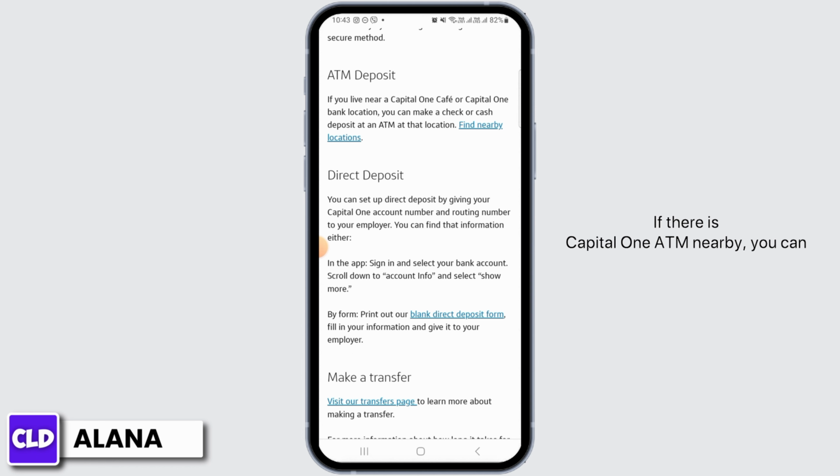If there is a Capital One ATM nearby, you can deposit cash or checks into your account using the ATM. Follow the on-screen instructions to deposit funds. You can also make a deposit in person at a Capital One branch. Simply visit the branch during their operating hours and provide funds to a teller for deposit into your account.